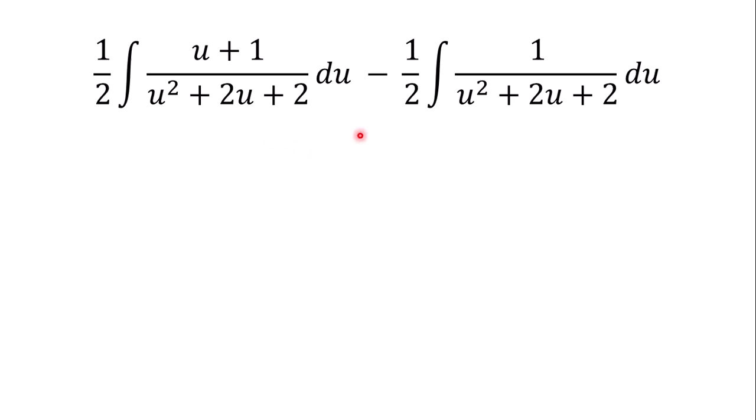We are going to solve them separately. We will call this one J and call this one R. After that, we will put our two answers together. We are going to start with this one, which is what? J.